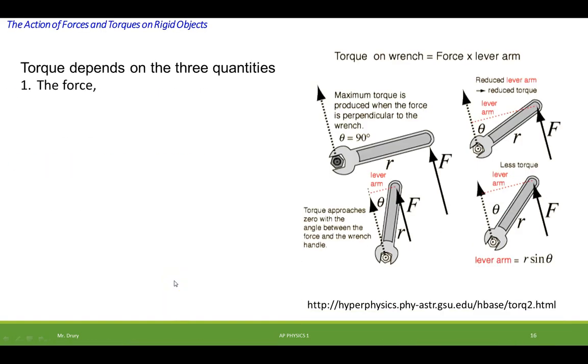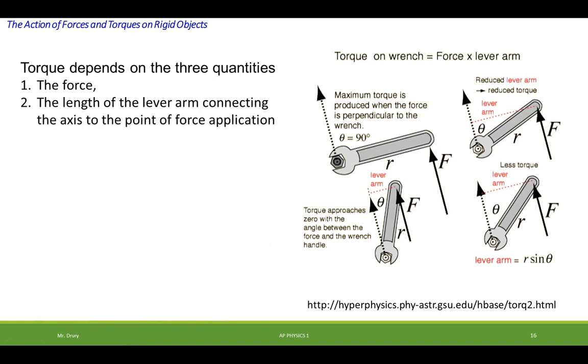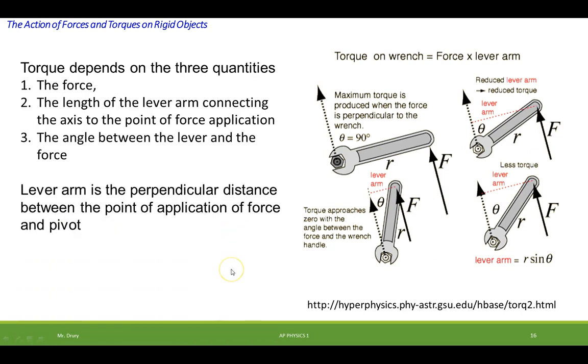Okay. Torque depends on three quantities: the force, the length of the lever arm connecting the axis to the point of force application, and the angle between the lever arm and the force. As you can see in these cases here, this would give you maximum torque, assuming all the forces are the same and the wrench stays the same length. This would give us maximum torque because the lever arm is maximum. The force stays the same, and this whole length of the wrench is the lever arm. In this case, the lever arm is reduced because of the angle that you're pushing it on, and it's reduced even more here and even more here. Okay?